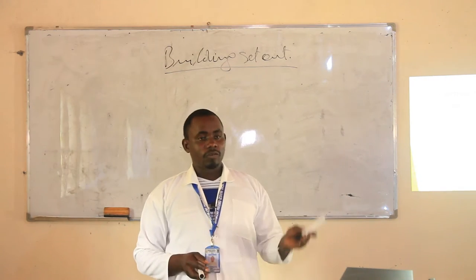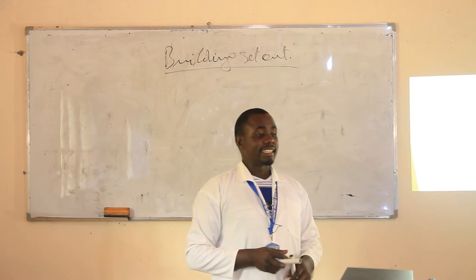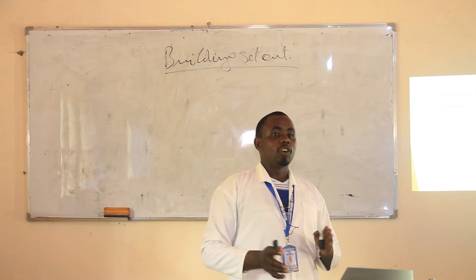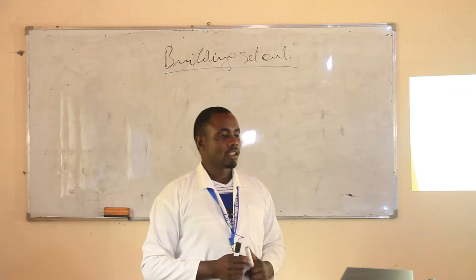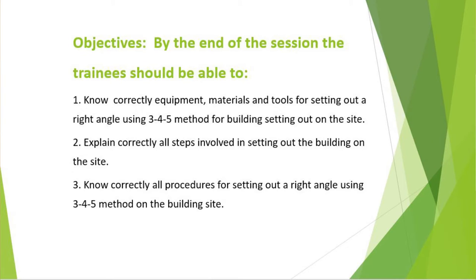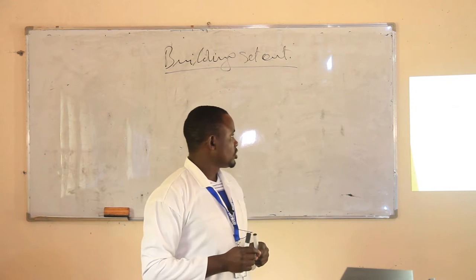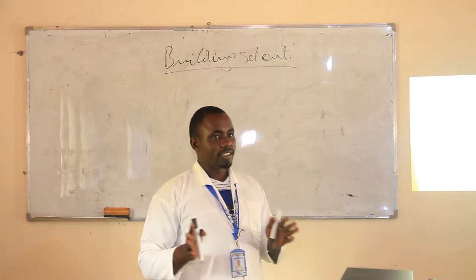So we have the objective of this session. By the end of the session, the trainee should be able to, first, know correctly equipment, material, and tools for setting out a right angle using the 3-4-5 method for the building setting out on the site. The second is explain correctly all steps involved in setting out the building on the site. The third is know the correct procedure for setting out a right angle using the 3-4-5 method on the building site. So I wish each trainee to cover this objective at the end of this session.